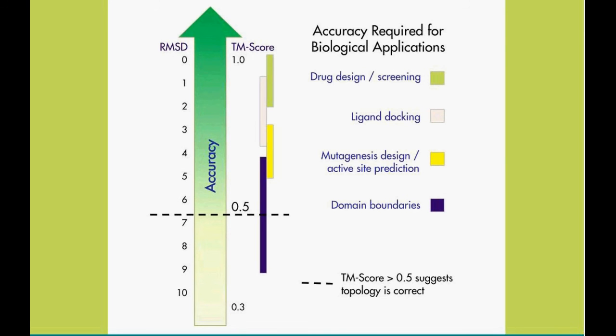And as we kind of go down less accurate based on TM score and RMSD, probably we're getting into the range of now we can start looking at ligand docking. Certainly at modest accuracy, we're able to do mutagenesis design and active site prediction. And really the cutoff for TM score is about a 0.5. And that's where we're kind of confident that we've defined the domain boundaries of your protein of interest. We've gotten the topology correct.